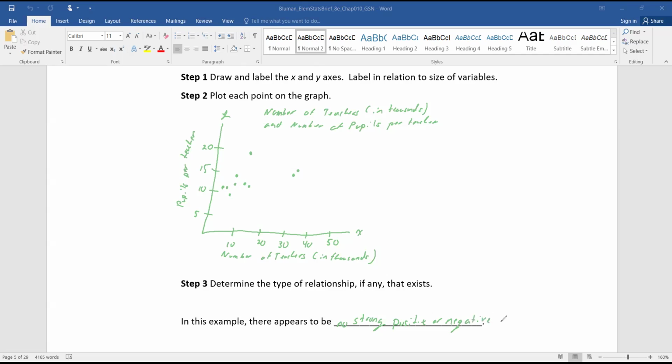So there's no strong positive or negative linear relationship between the number of pupils per teacher and the number of teachers in thousands in a school district.